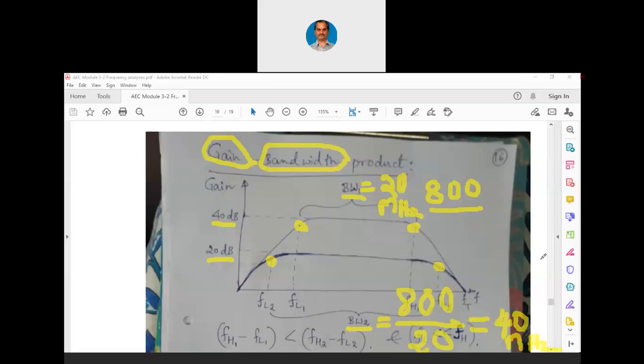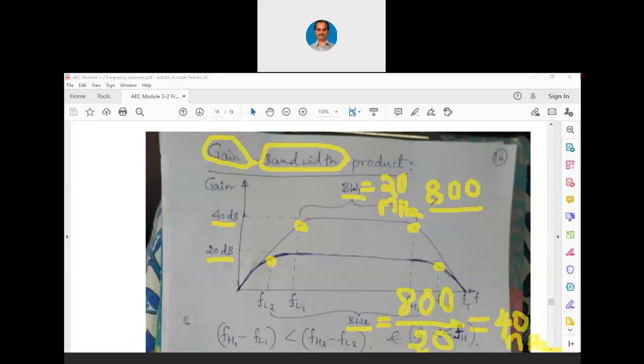Okay. So you see 40 dB into 20 megahertz is 800. 20 dB into 40 megahertz is 800. You can see when the gain was 40 dB, bandwidth was 20 megahertz. When the gain became 20 dB, the bandwidth became 40 megahertz. So for a given amplifier, gain bandwidth product is constant.